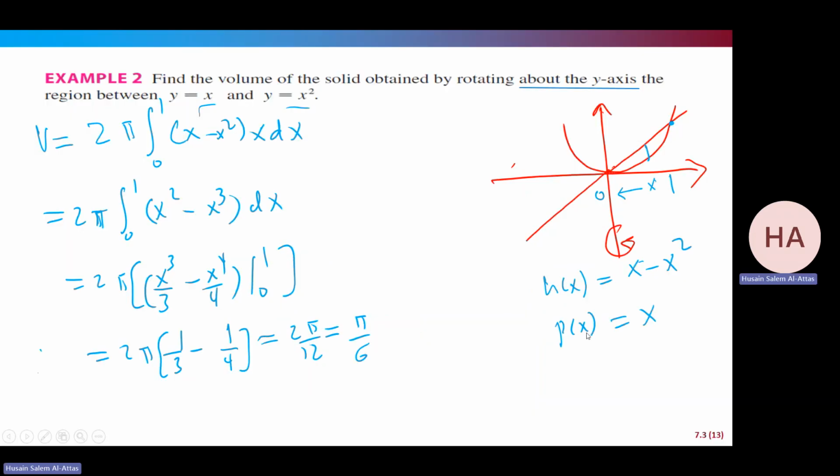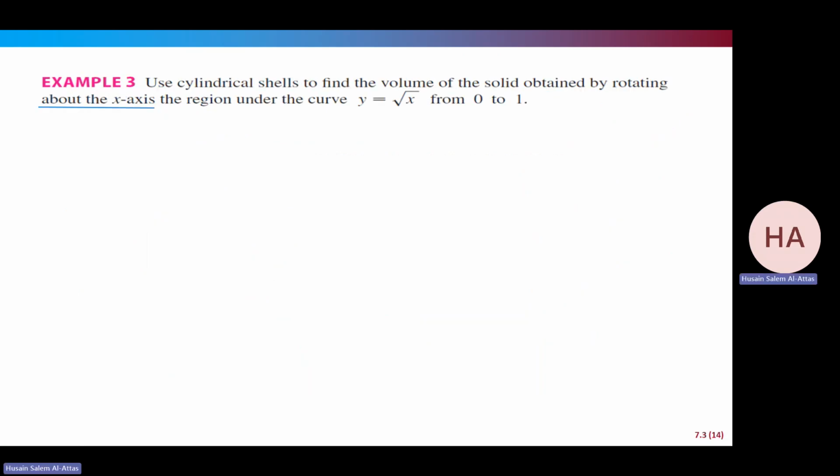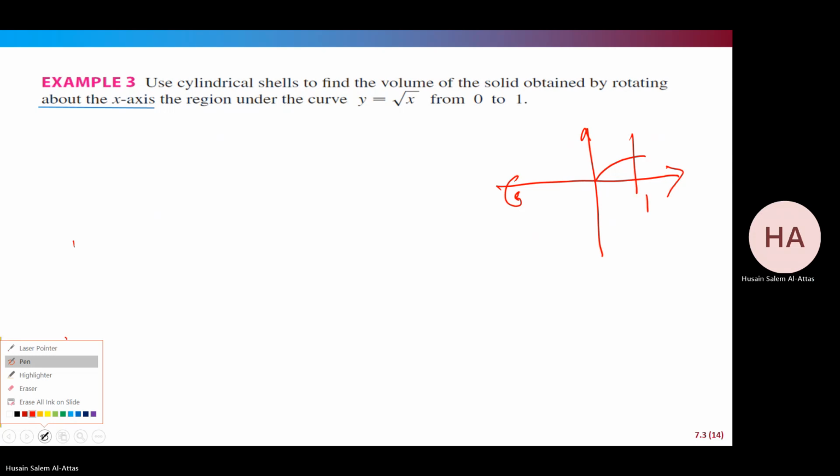I think I can do more. Use cylindrical shells to find the volume of the solid. Okay. By rotating about the x-axis. So what I have, y equals square root of x from 0 to 1. And I want to do it about the x-axis. But I want to use cylindrical shells. Okay. Be careful. So I want it to be parallel. So this is my line.